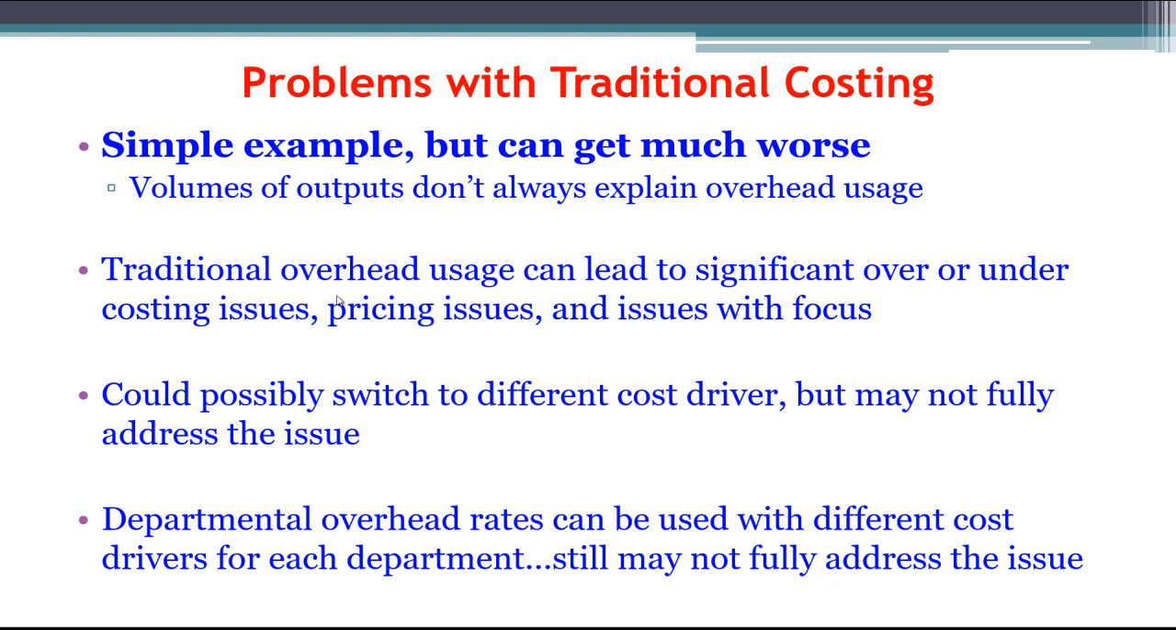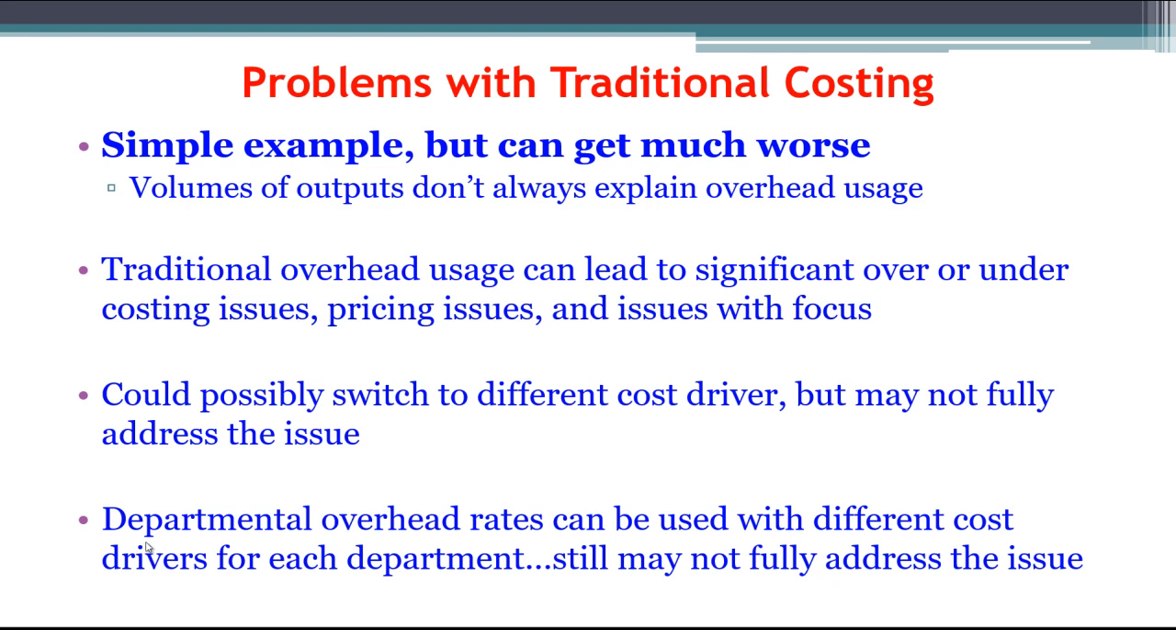The answer is that another company down the road that has a better understanding of their costs is able to charge a lower price. It also may impact issues with focus on your product mix, basically which product to focus on. So one alternative solution might be just to try out a different cost driver. Maybe machine hours would be better in that situation, but it may not fully address the issue. There might still be other reasons that overhead is allocated a different way, or should be.